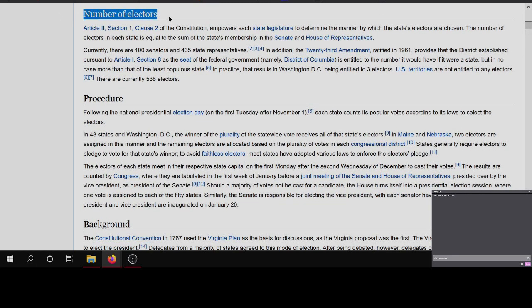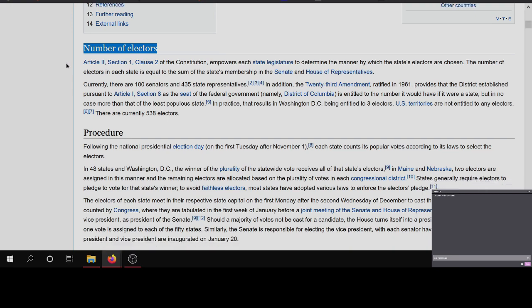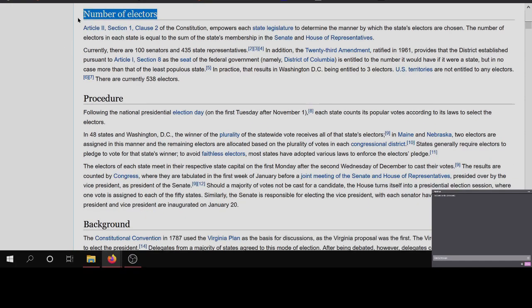Besides that, let's go to the number of electors. So I'm going to try to read as much as I can of this wiki because I feel like today is my chance to go over this entire thing, and I'll probably go through the rest some other time. But anywho, I digress. Number of electors. Article 2, Section 1, Clause 2 of the Constitution.